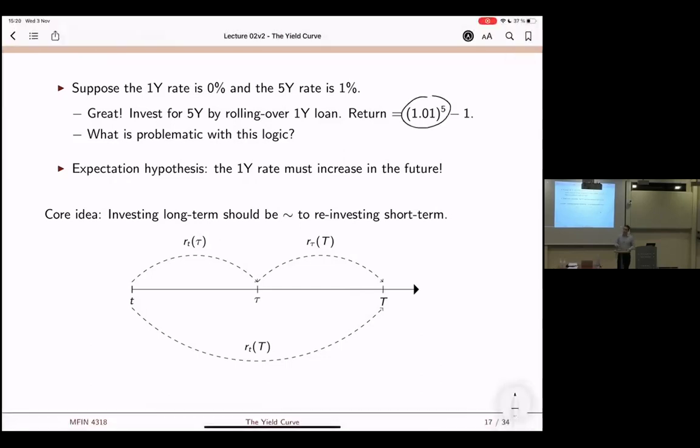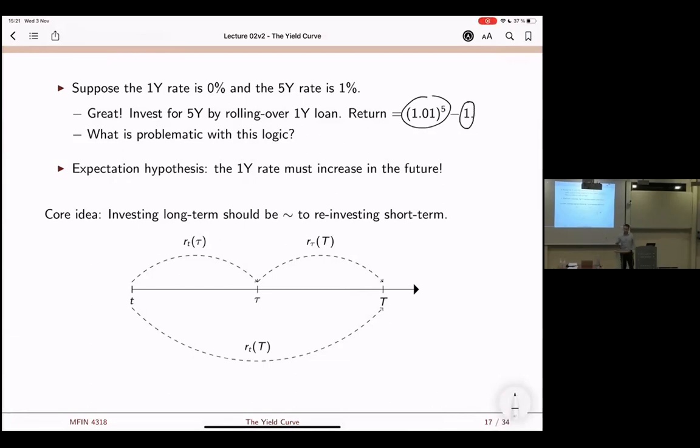I get this amount, right? So this is for my asset side. Now, of course, I have to finance this, right? So this $1 that I put in the 5-year investment needs to come from somewhere. So you might think, why don't I borrow over 1 year? After 1 year, I borrow again, and again until the end. How much do I have to repay at the end? Well, I have to repay the initial $1 that I put in.